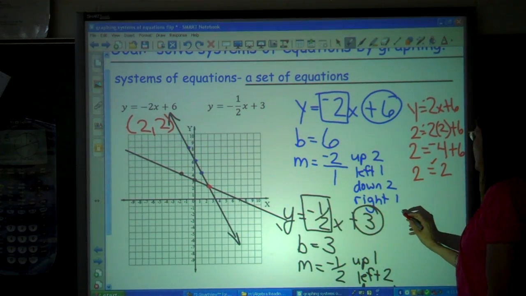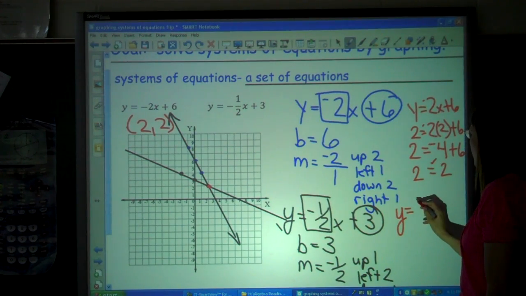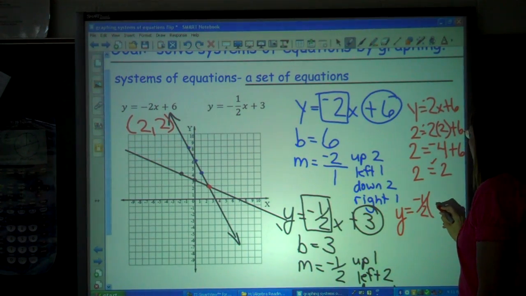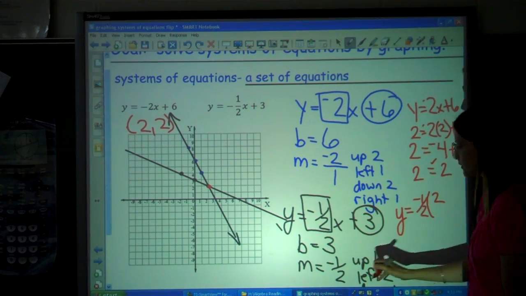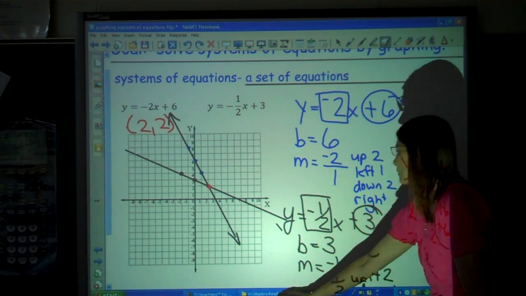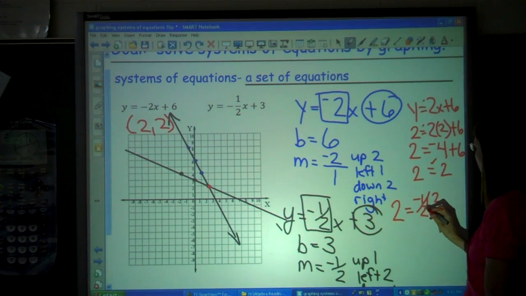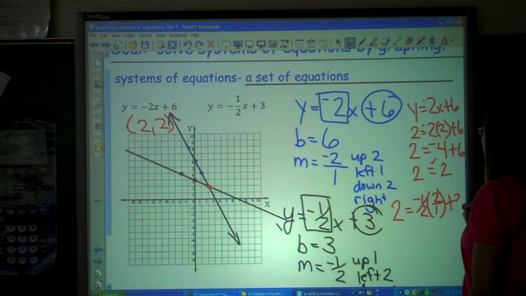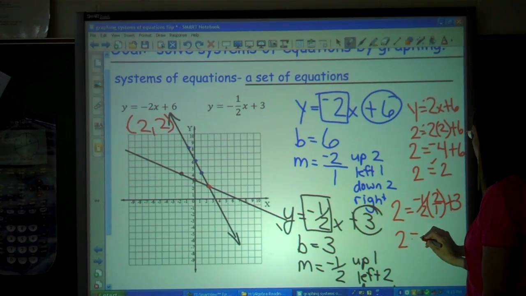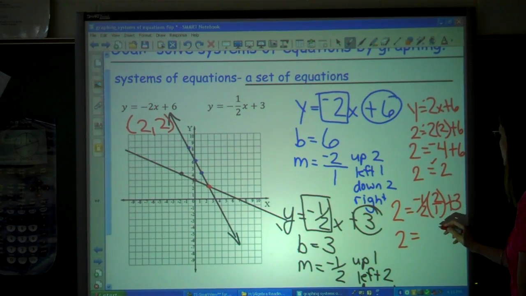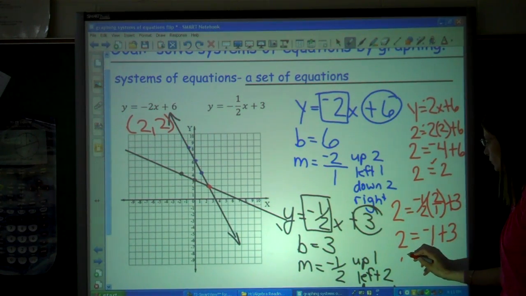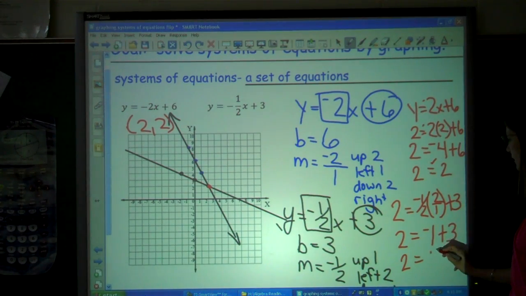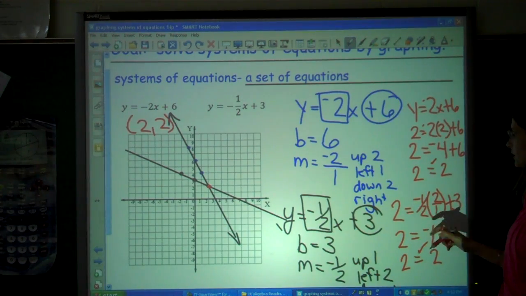And for my second one, same thing again. y equals negative 1/2 times 2. Oops, I forgot to plug in my y. y is 2. Negative 1/2 times 2. Remember, I just simply put that over 1. Plus 3. And I get 2. If you stick this in your calculator, negative 1/2 times 2 is negative 1, plus 3. So 2 equals negative 1 plus 3, which is 2. 2 equals 2. Since that's correct, that point also fits in this equation.